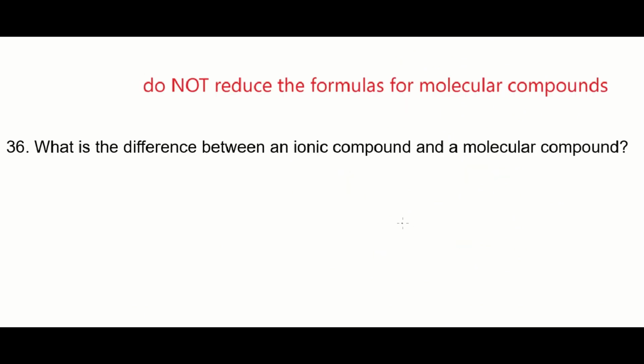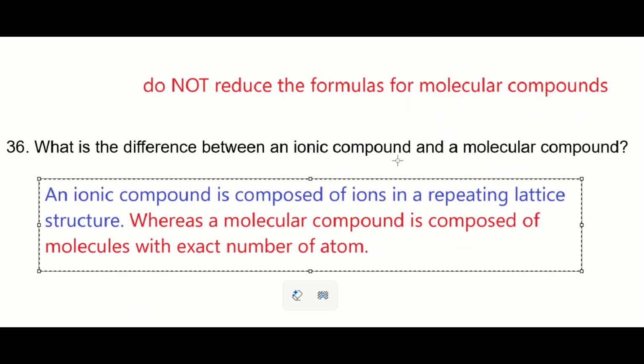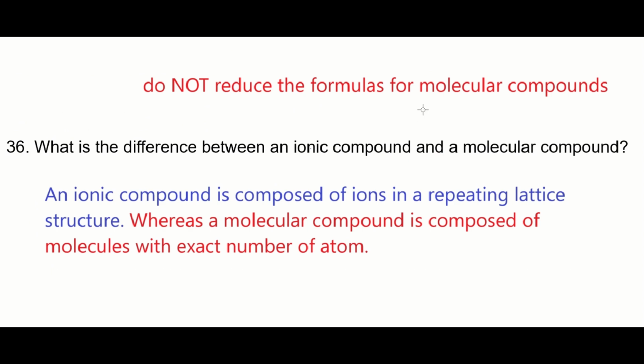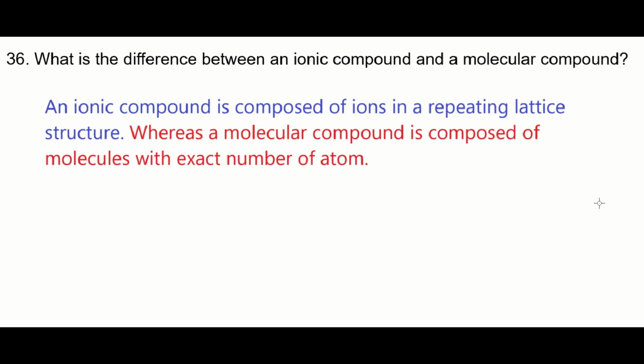So to answer our original question, an ionic compound is composed of ions in a repeating lattice structure, whereas a molecular compound is composed of molecules, discrete molecules, with exact number of atoms. So now that we got that out of the way, let's start naming and writing formulas for these compounds.